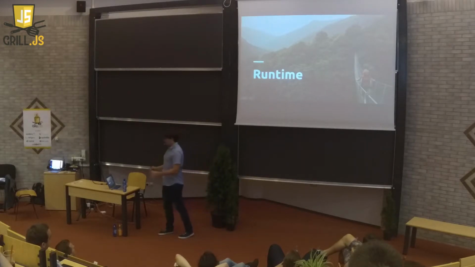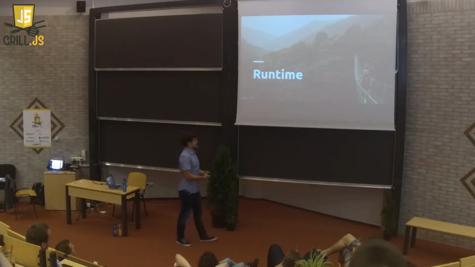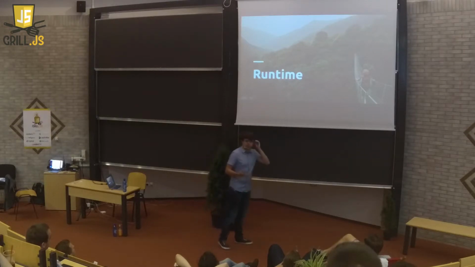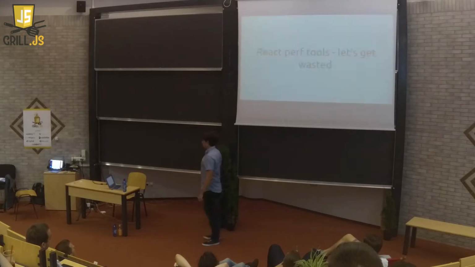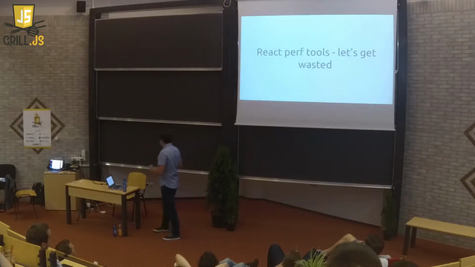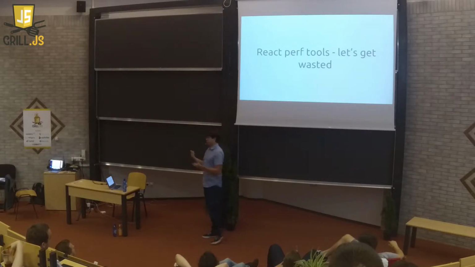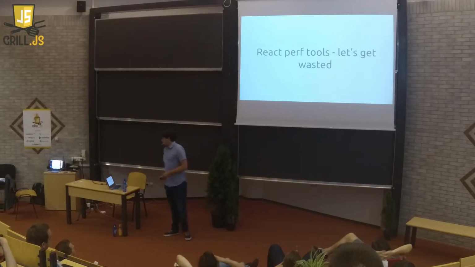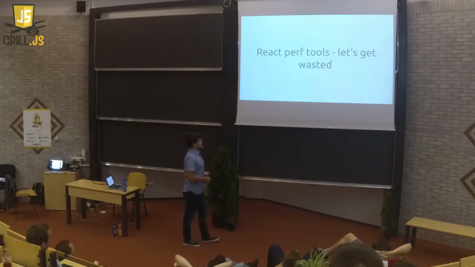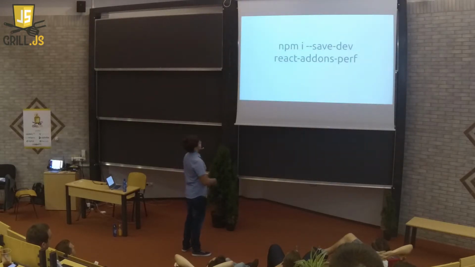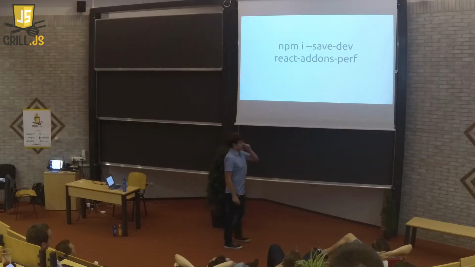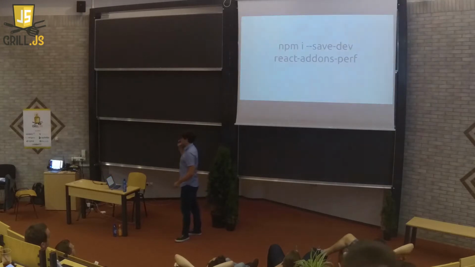Okay, our bundle is smaller, that's great, it actually loads a bit faster. So now we're going to talk about what we can do in runtime. Before we talk about what we can do to improve it, we need to know how to measure it, right? Because no one is going to sit with a stopwatch trying to find out whether your app is actually faster. So in order to measure how much faster your app is and how much time you are wasting or not wasting, there's React add-ons perf, which you can use. It's maintained by people from React, and it's a separate package, so you can install it from npm.